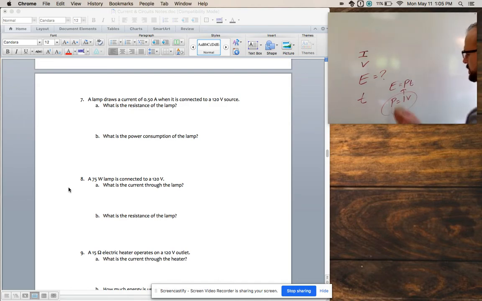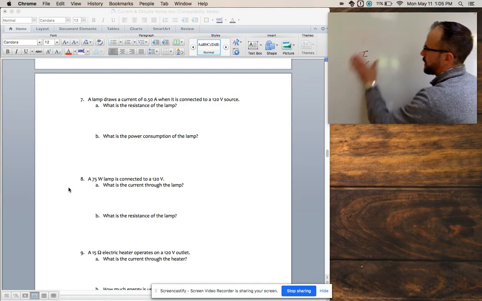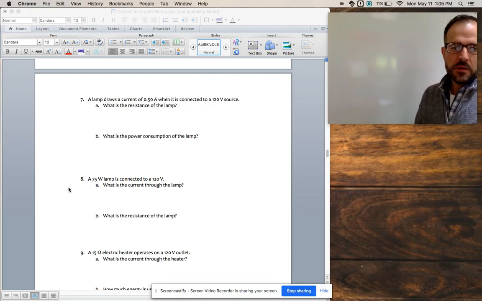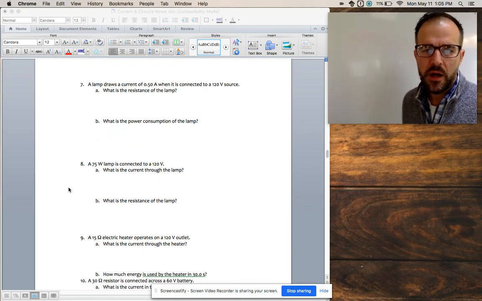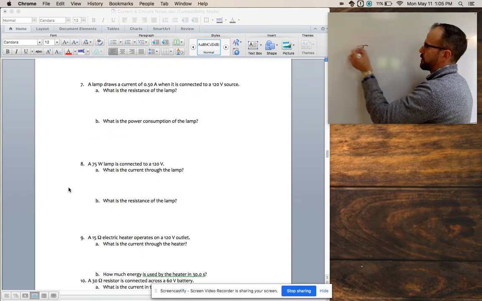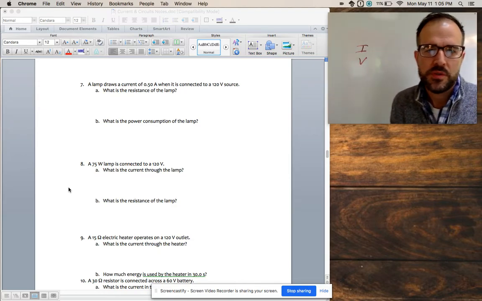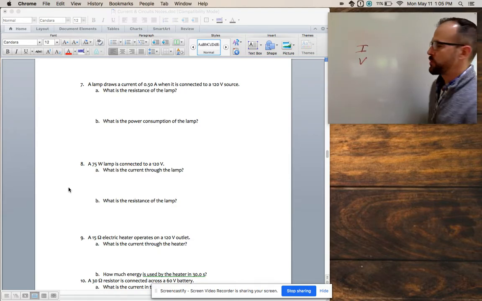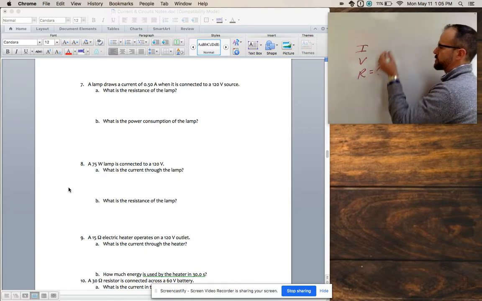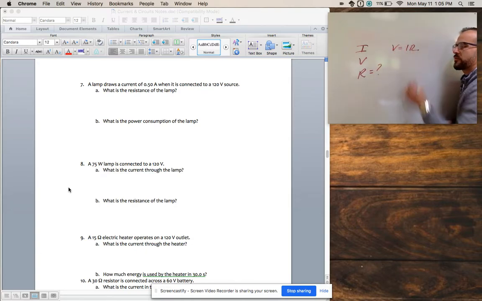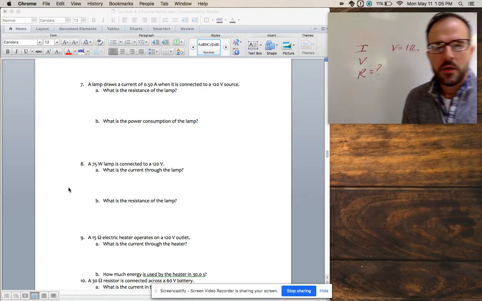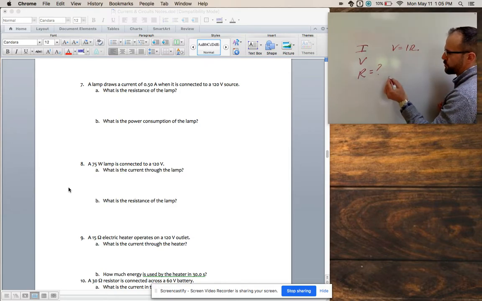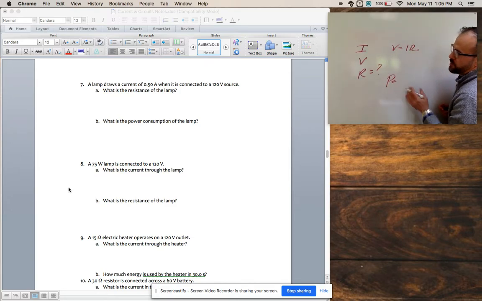I forgot we also did number 7. Let's take a look at number 7. We had I and V. A lamp draws that much current from that much voltage source. It wants resistance. So that looks like, again, Ohm's law, V equals IR. And what is the power consumed? Power looks like you can do a bunch of things, but I would just go P equals IV.